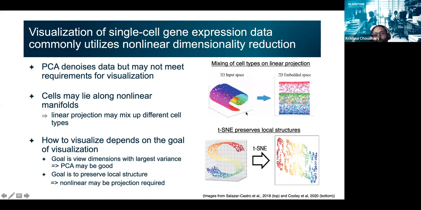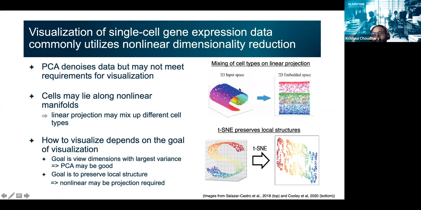But if we apply a linear projection technique to this kind of data, then we may not be able to capture in our projections or visualizations the way the cells actually changed their expression levels or positions in the space, or the trajectory of the cells in the space.